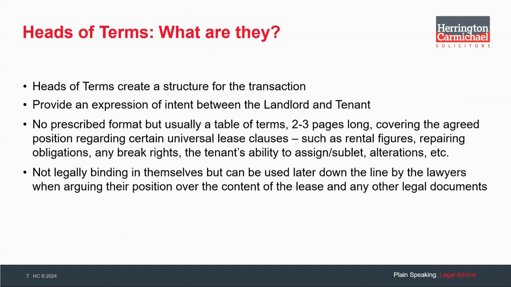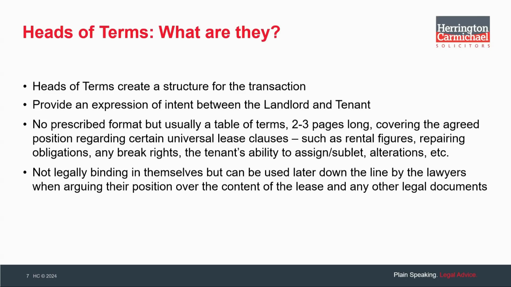So heads of terms, what are they? They create a structure for the transaction, and they provide an expression of intent between the landlord and tenant. There isn't a particular format. They're usually either a table or a bullet point of terms, typically 2 to 3 pages long, and they cover the agreed position regarding certain universal lease clauses, so the main provisions that you'll find in a lease. This will include things like rent, repairing obligations, break rights, tenants' ability to assign or sublet, alterations, and so on, which we'll look at in the succeeding slides.